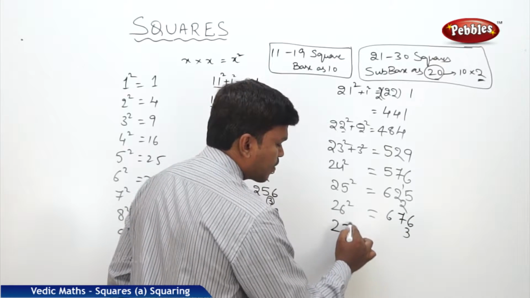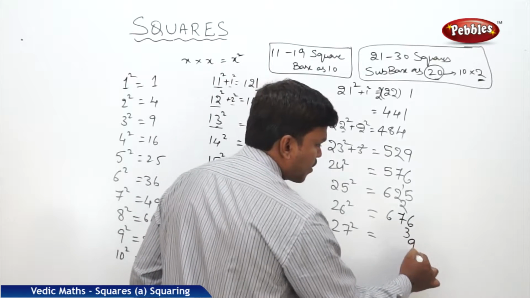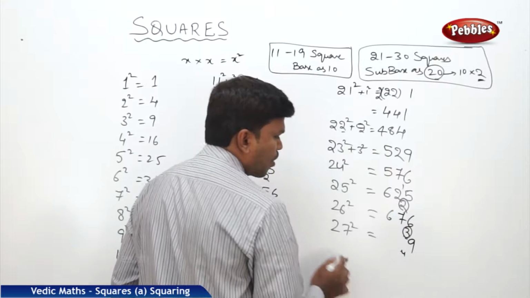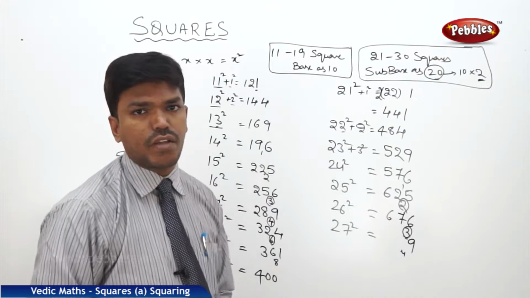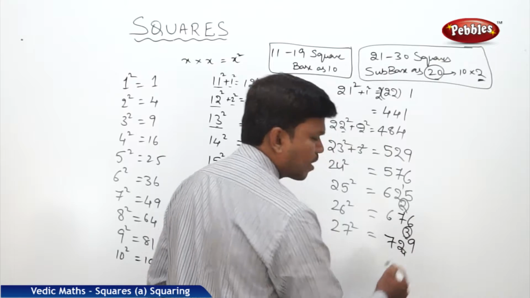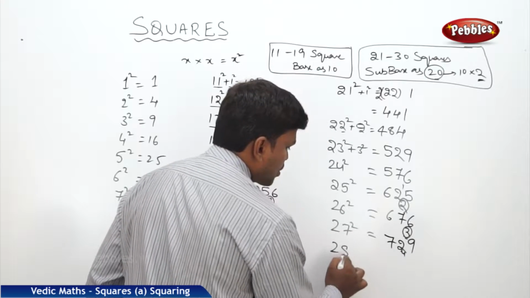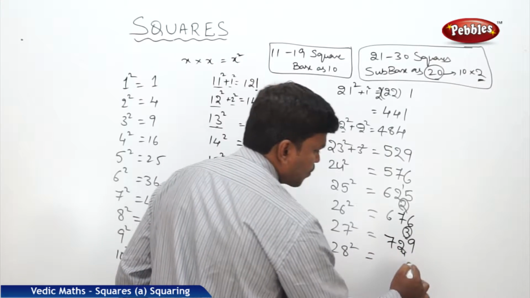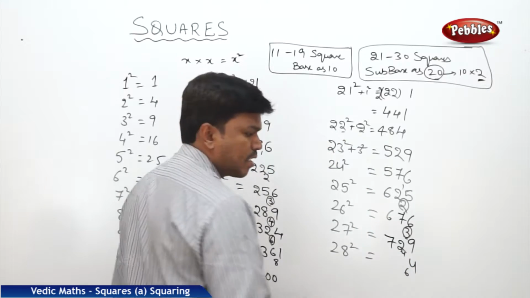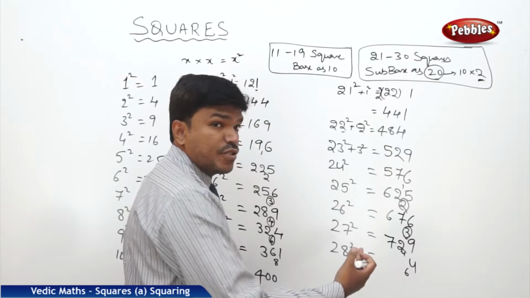Similarly, 27 square. 7 square, 49. So these are all carry. You should not forget to add the carry. So 49, drop 9, carry 4. 27 plus 7, 34. Make it a double, 68. 68 plus 4, 72. Similarly, 28 square. 8 square, 64. So drop 4, carry 6. 28 plus 8, 36. 36 double is 72.